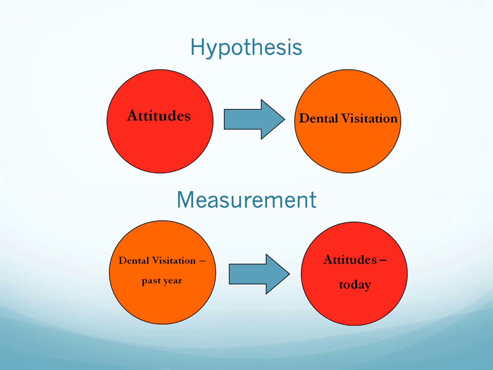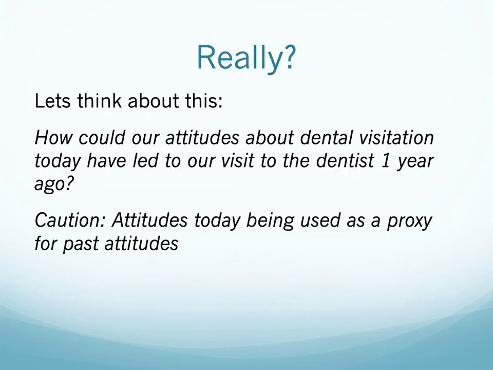But in a cross-sectional study, it actually plays out in kind of the opposite way. What we've measured is visitation behavior over the past year related to attitudes today. So in cross-sectional research, it's sort of upside down: instead of looking at attitudes leading to behavior, in many ways we're looking at behavior leading to attitudes. So let's think about this for a minute. How could our attitudes about dental visitation today have led to our visit to the dentist, let's say, only a year ago? Clearly they couldn't have.